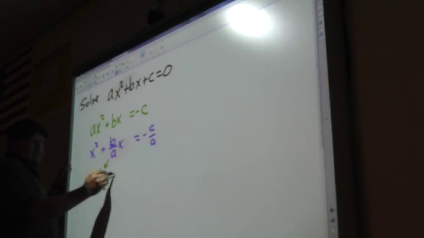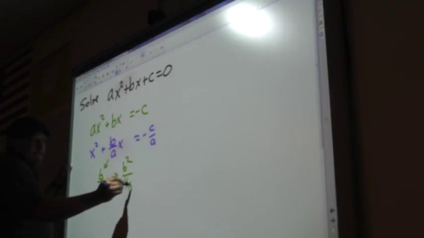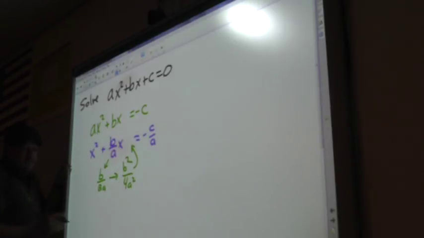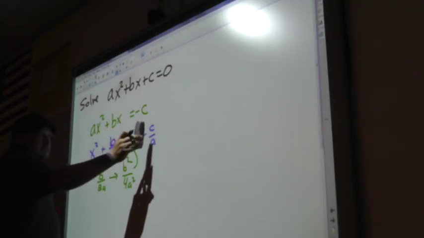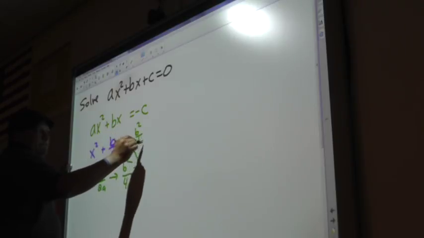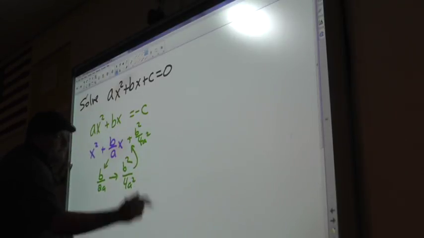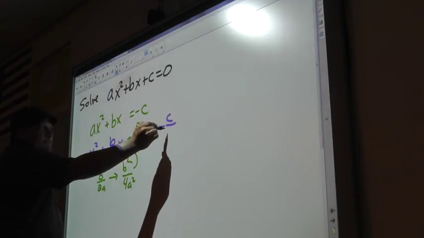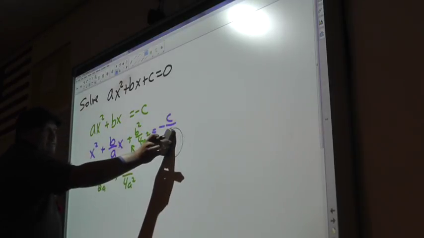Now, what was the next step? Look at the previous problem we did. Half squared, right? Half of this is just put a 2 on the bottom, right? Square it, and then put that up here. I'm gonna need more space here. I'm already forgetting what I have here. It's a, right?